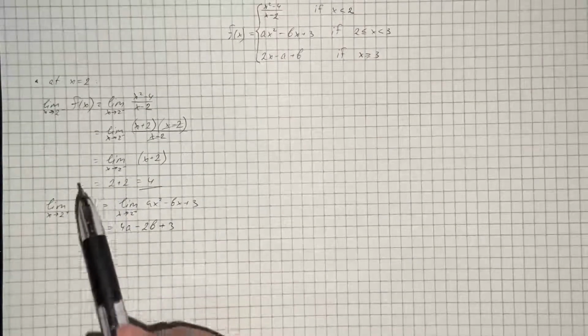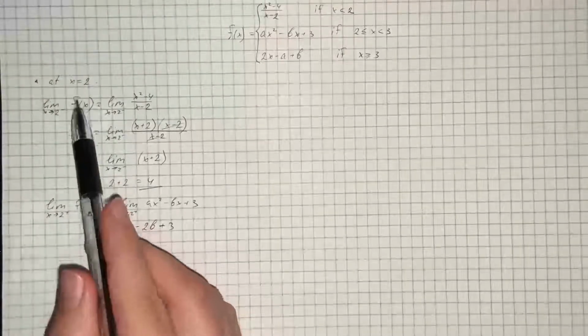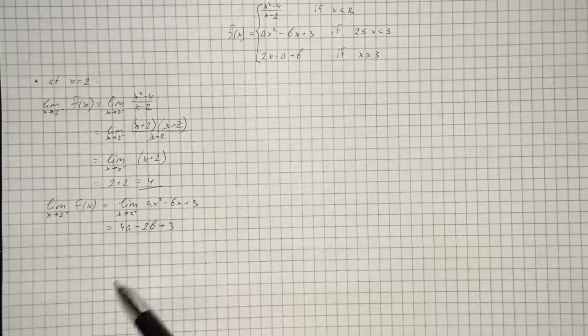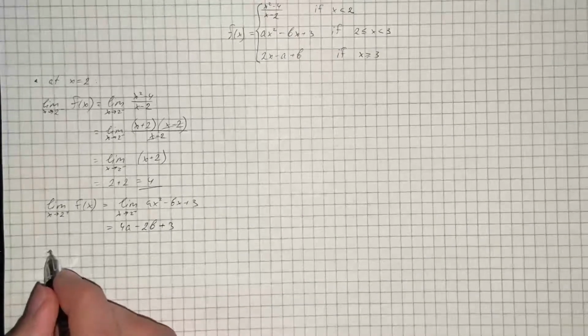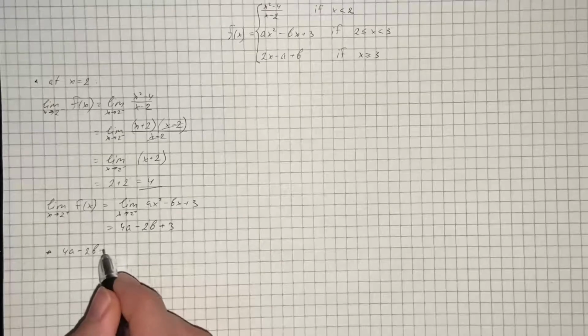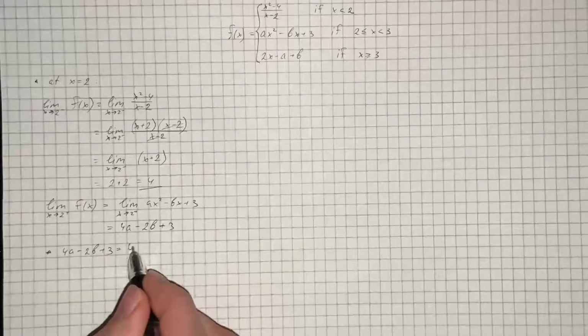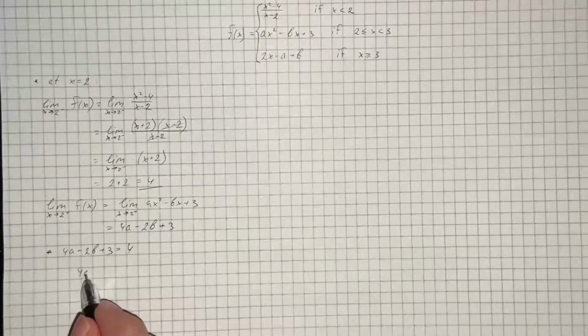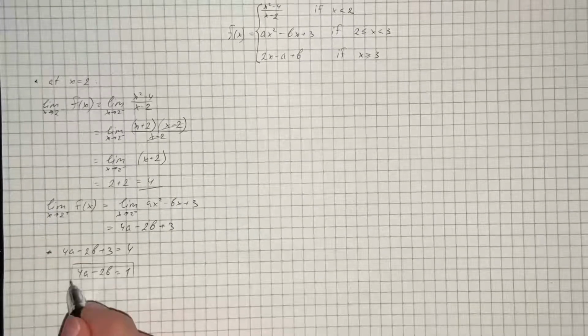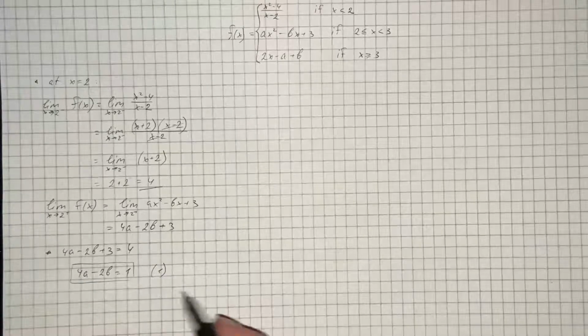Since the function is continuous at x equals 2, the left-hand limit is equal to the right-hand limit. Therefore we get that 4a minus 2b plus 3 equals 4. After simplifying, we get that 4a minus 2b equals 1. And that's going to be our first equation.